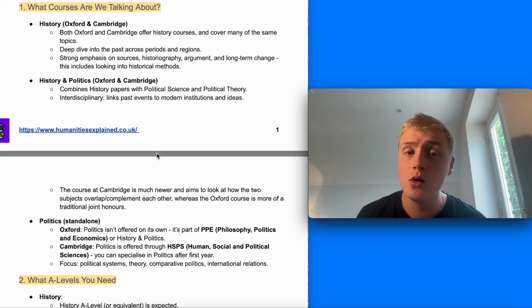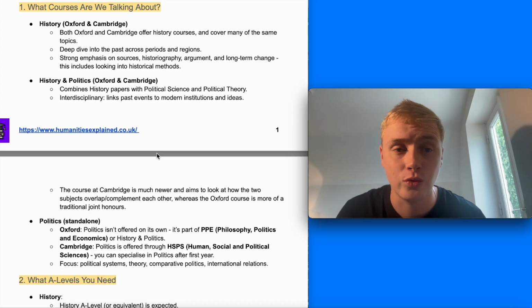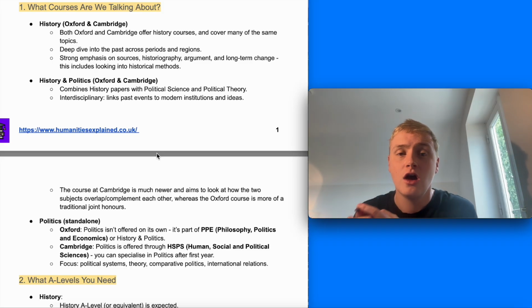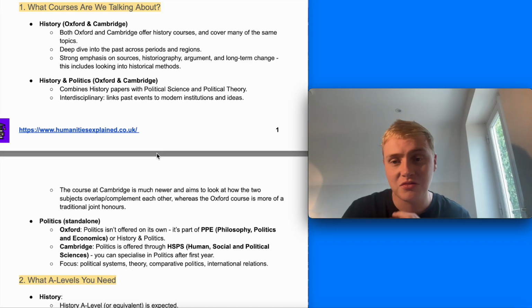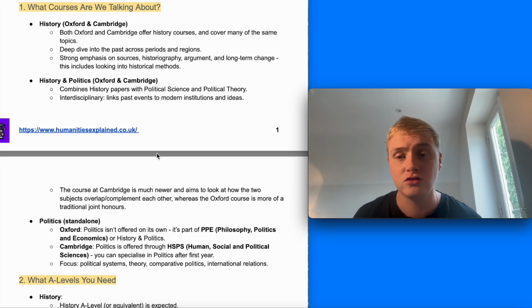History and politics at both Oxford and Cambridge combine history papers with political science and political theory. They're interdisciplinary. They link the history, the past events, to modern institutions and ideas, and you have to study both history and politics. The course at Cambridge is much newer and aims to look at how the two really overlap and complement each other, whereas Oxford is a bit more of a joint course. You do history and politics, but there is still interaction between them at Oxford.